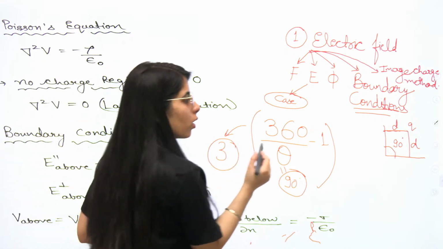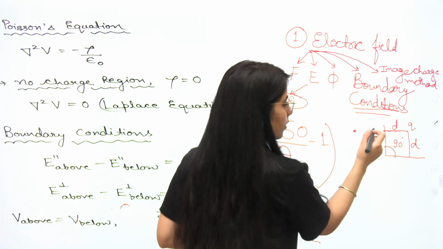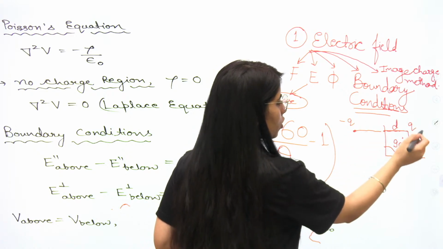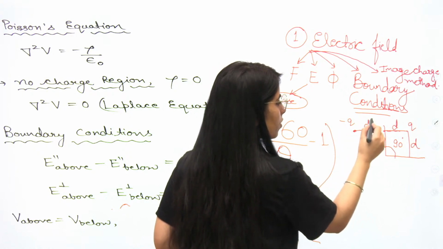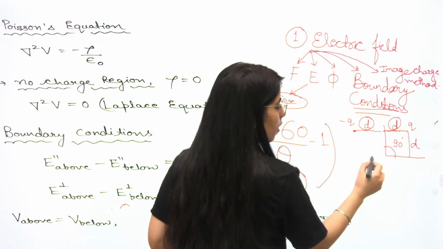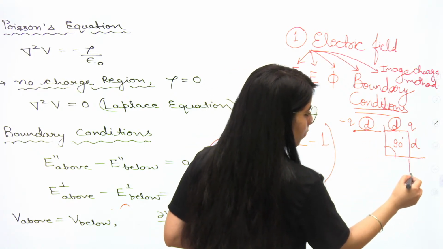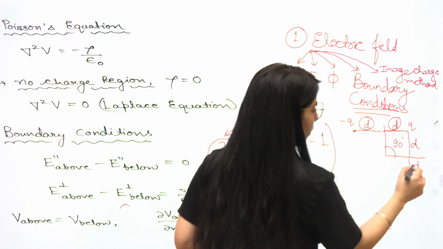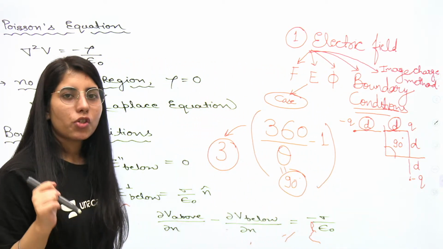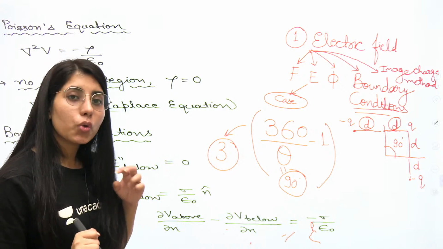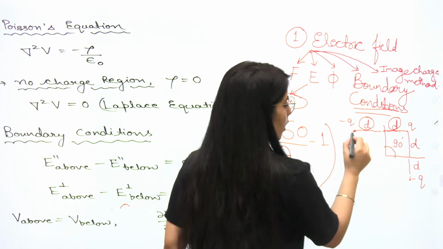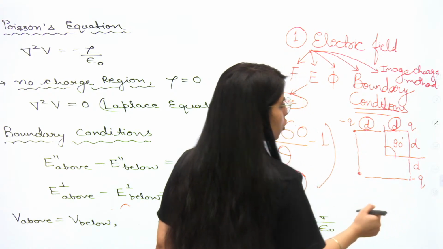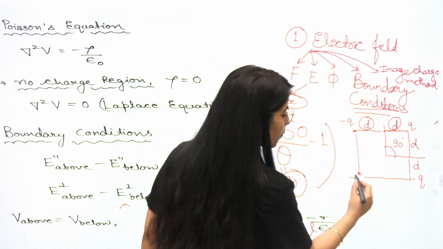3. But how? One at this point, the image charge, which has a charge opposite to the given charge, that is minus q, at distance d. Another image charge here, minus q, again at distance d. But what about the third charge? Till now we have considered two image charges. What will be the third charge that will exist at this point, and what should be its sign? It will be plus q.